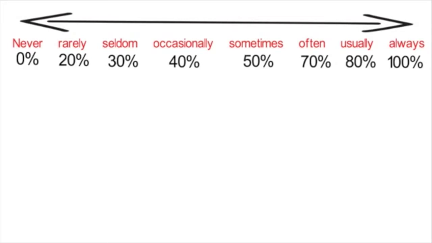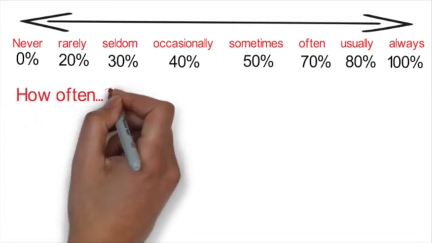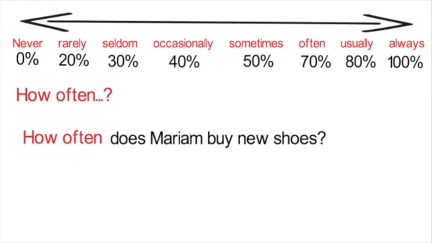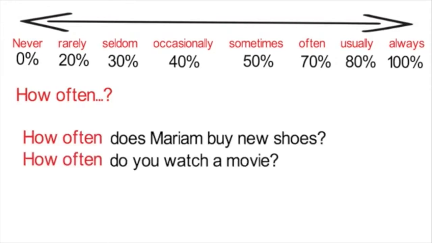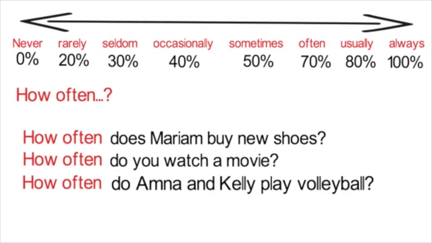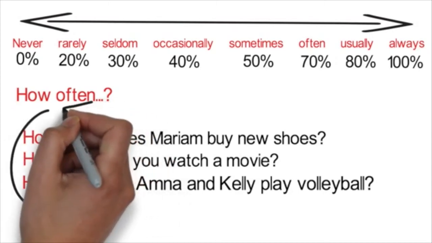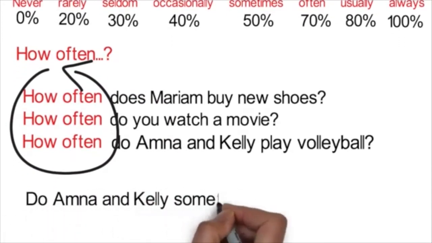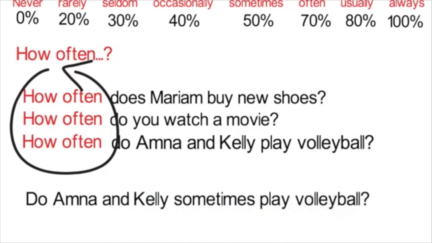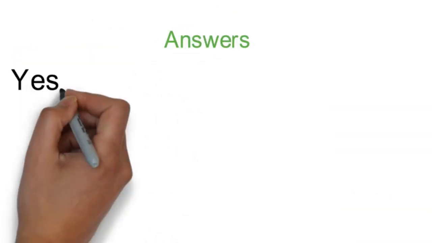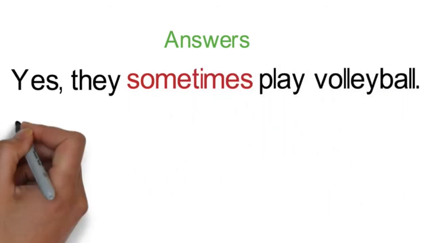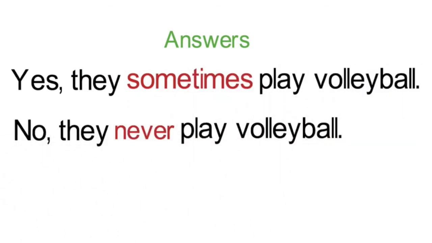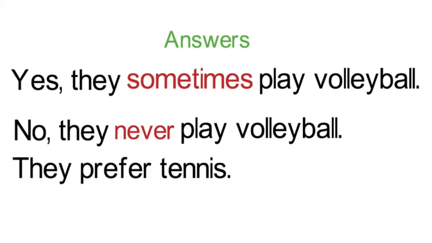To find out how many times someone does something, we ask, how often? How often does Mariam buy new shoes? How often do you watch a movie? How often do Amna and Kelly play volleyball? However, they don't always have to start with how often. The question could be, do Amna and Kelly sometimes play volleyball? The answer will be either yes, they sometimes play volleyball, or it might be no, they never play volleyball. They prefer tennis.